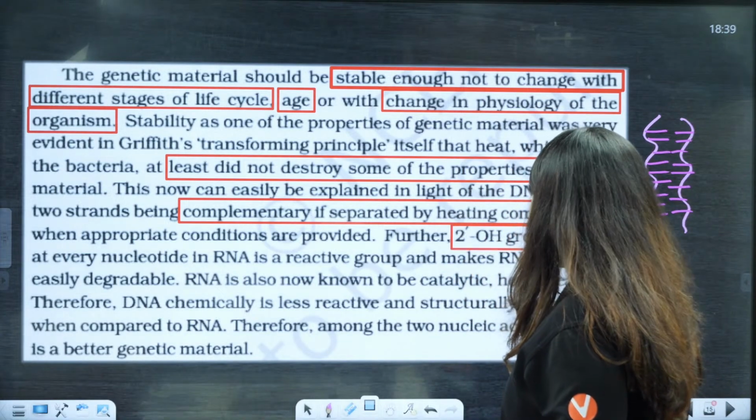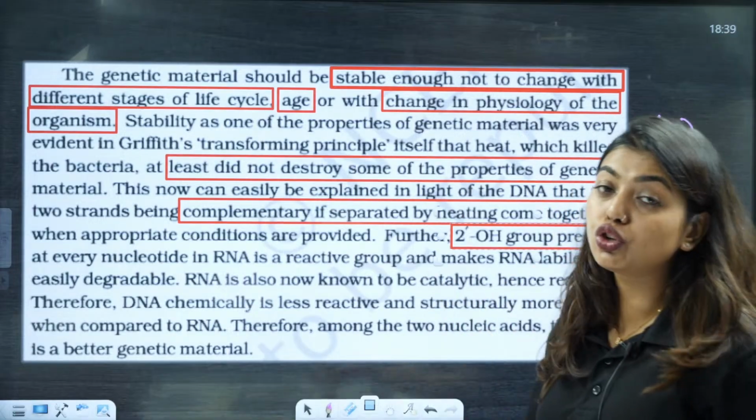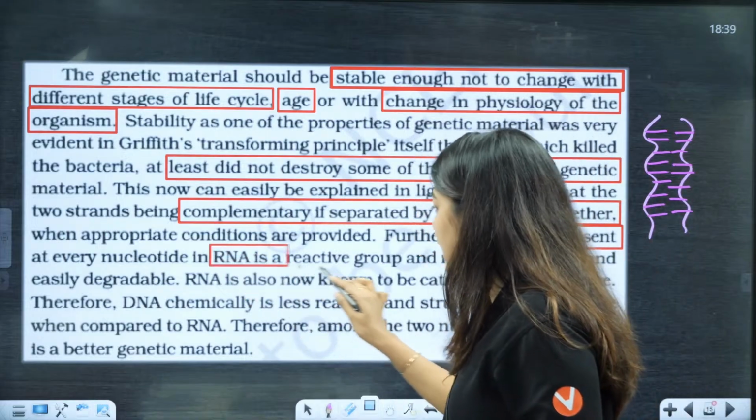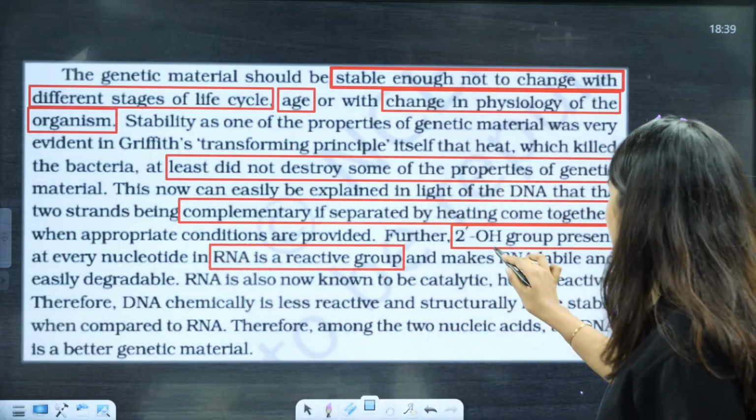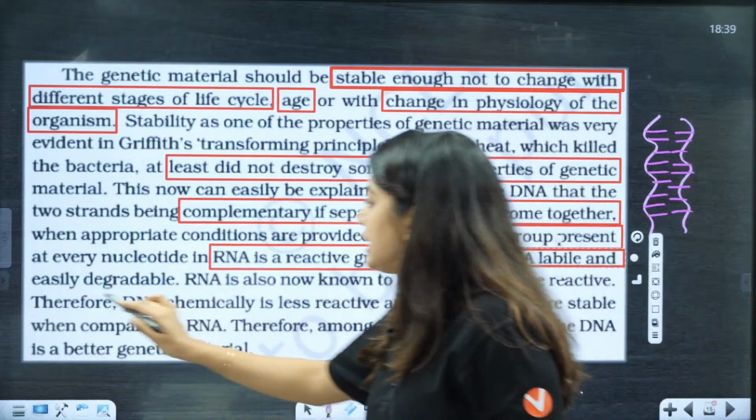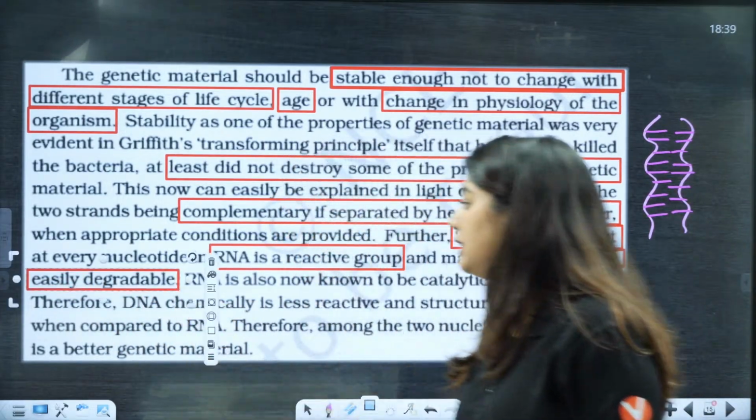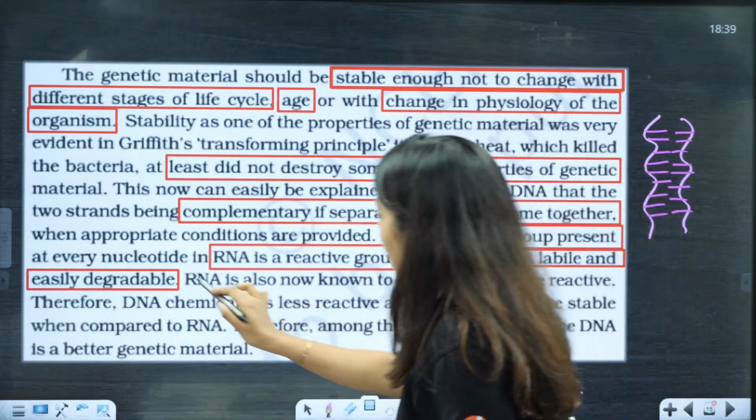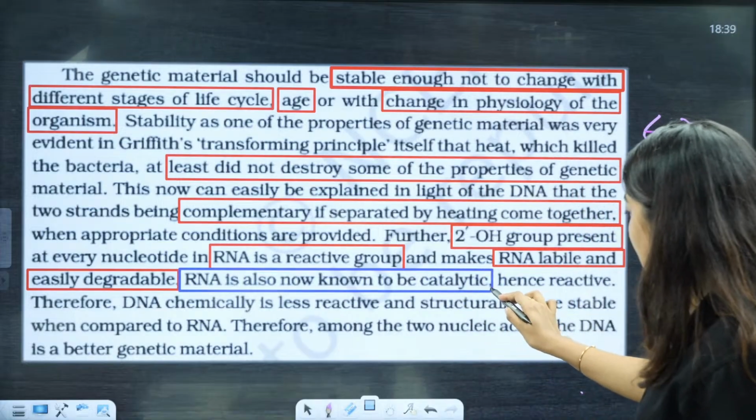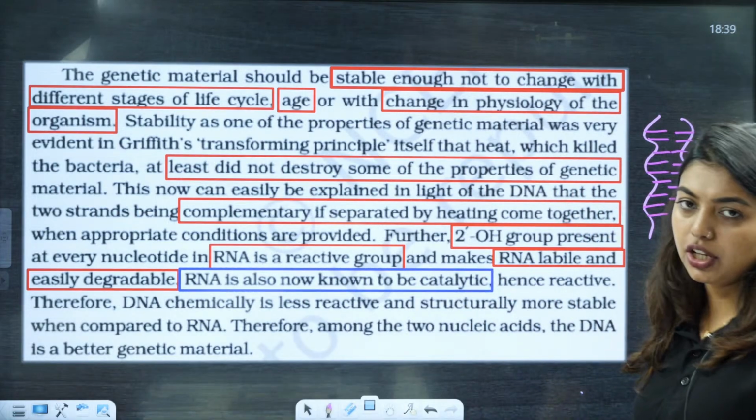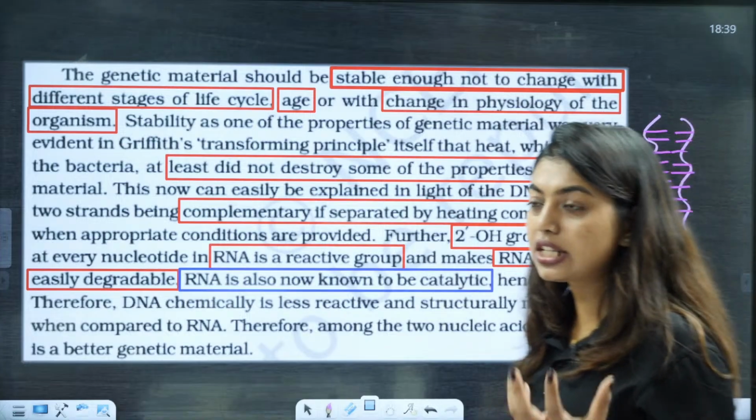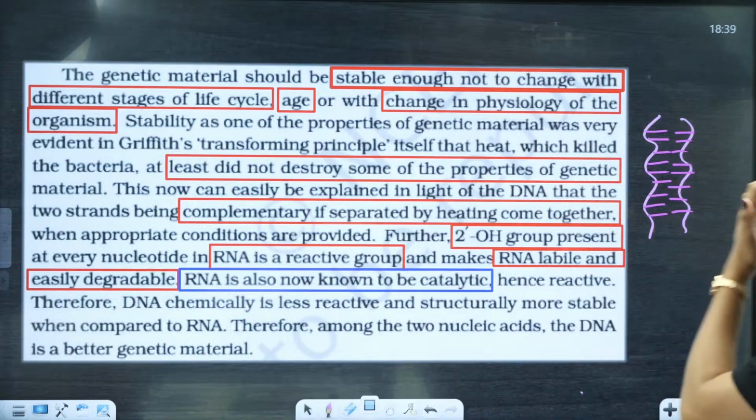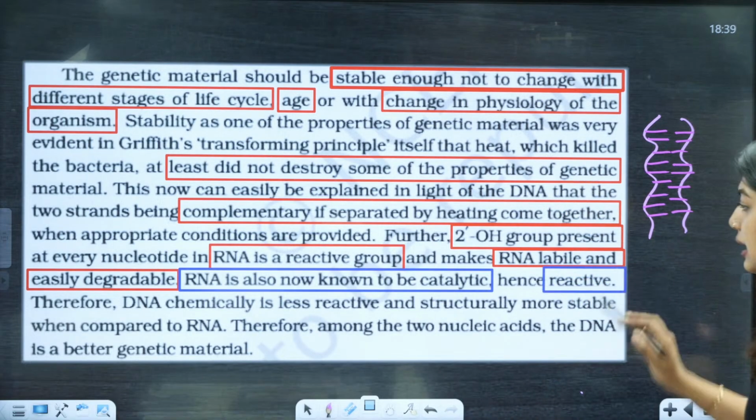Further, the OH minus group present at every nucleotide in the RNA is a reactive group. This I already told you yesterday. It's a reactive group and makes the RNA liable and easily degradable. RNA is also known to be catalytic, hence reactive. So RNA has a catalytic nature, that is, they increase the rate of the reaction but do not participate in the reaction, right? Because of this they will be highly reactive.